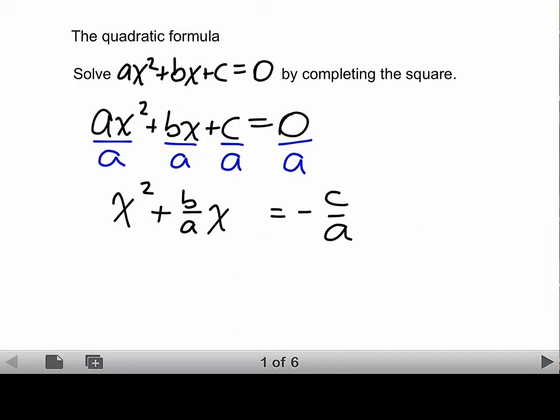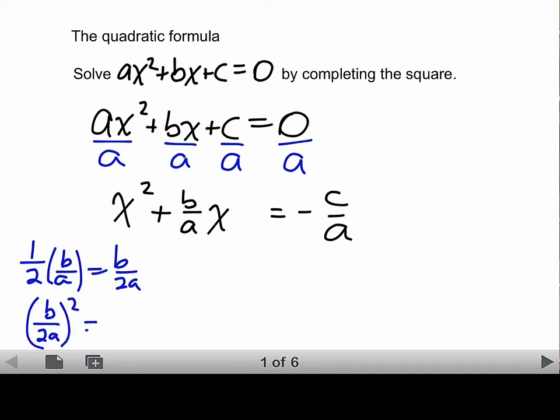To figure out what to add, we multiply the linear coefficient, b over a, by a half. That gives us b over 2a. And squaring that gives us the value that we're actually going to end up adding. In this case, b squared over 4a squared. We're going to add that to both sides. Plus b squared over 4a squared.